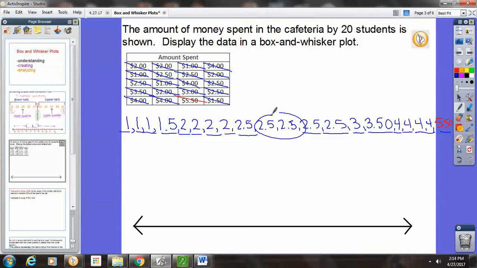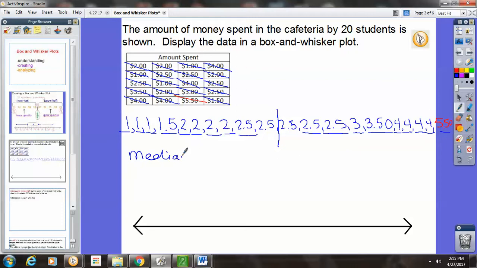Looks like we have 2 in the middle, right? So where's our median? 250? Is that what you got? 250? Yeah. You got 360. What's our minimum value? 1. Our max? 550.